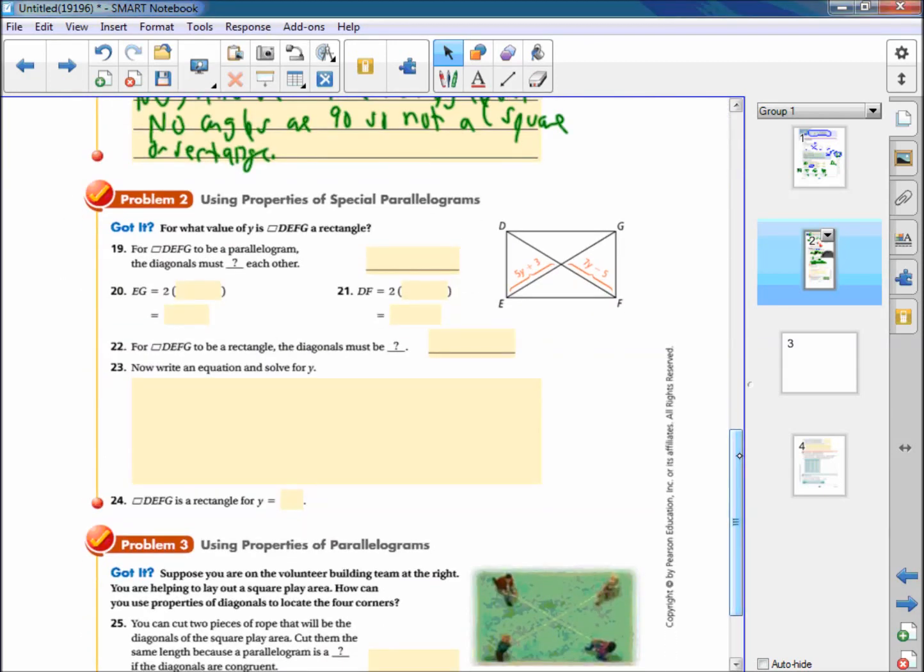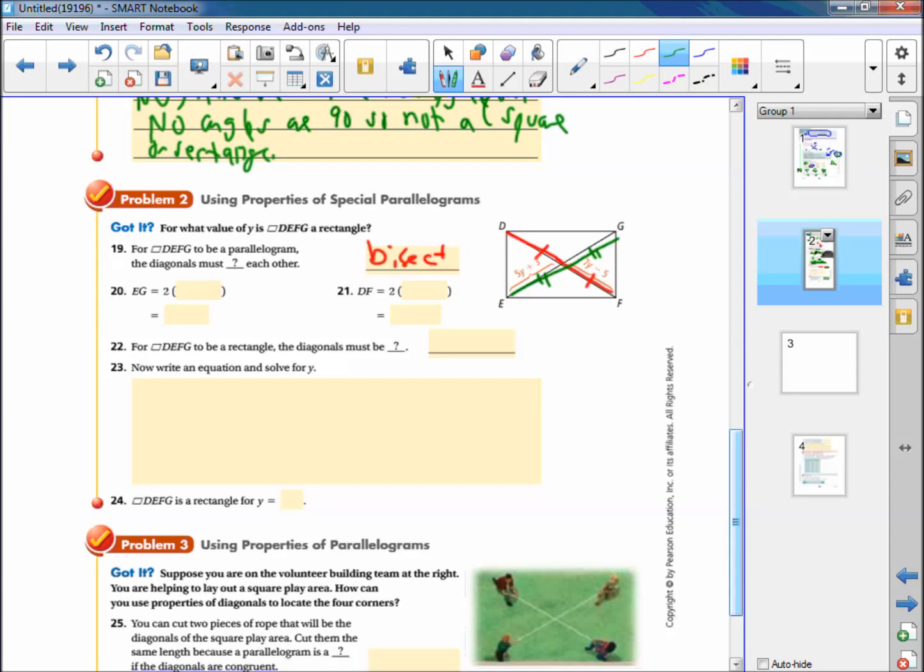All right. Problem number 2, using properties of special parallelograms. So for what value of y is quadrilateral DEFG going to be a rectangle? So for what value of y will that have to work? So if DEFG is a parallelogram, then the diagonals must bisect each other. So that makes it a parallelogram. So I know that this length should be cut in half, and this one should be cut in half.